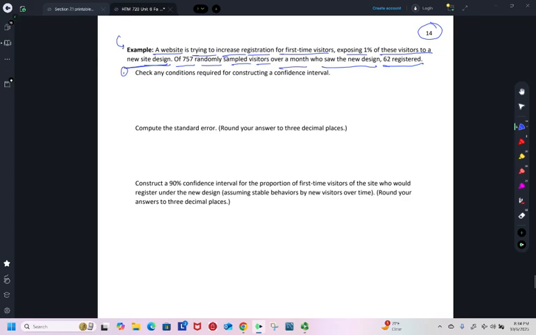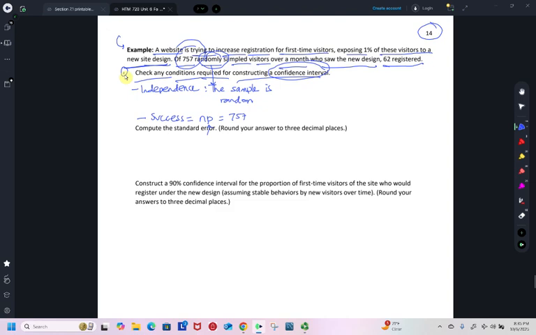Question 1. We have to check any conditions required for constructing a confidence interval. In this case, we'll need to check the condition of independence, which is satisfied because of the keyword that the sample was randomly drawn. The second one will be to compute the success, that is n times p̂. In this case, n, the sample size, is 757.